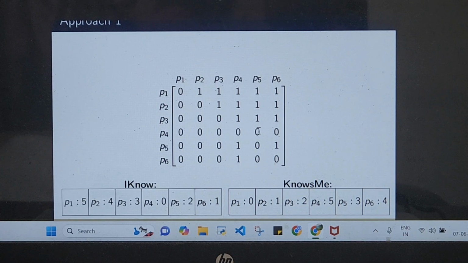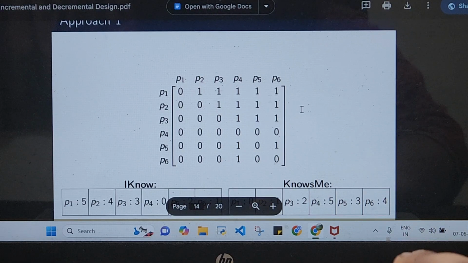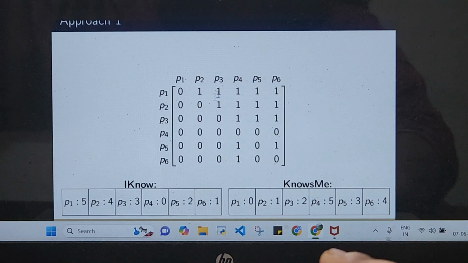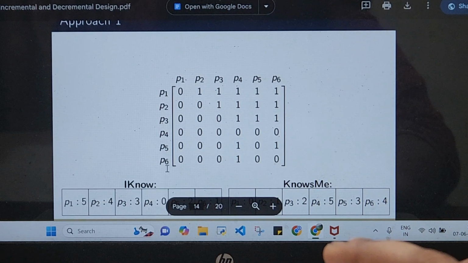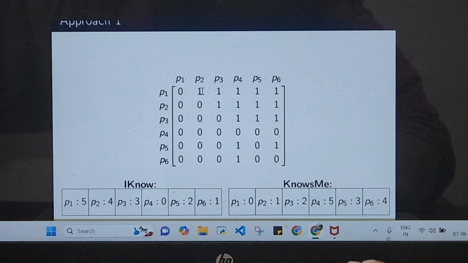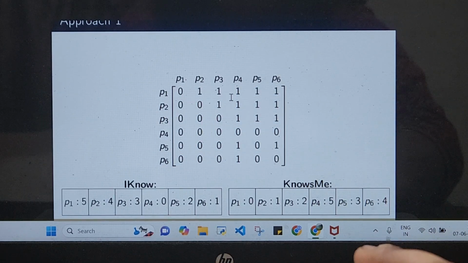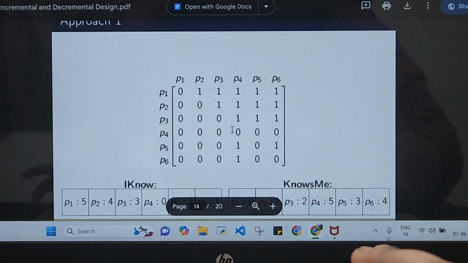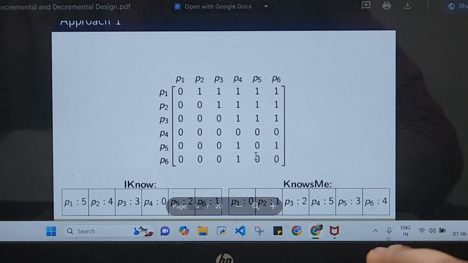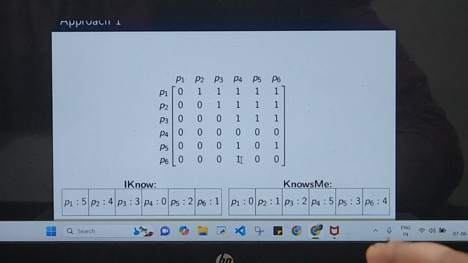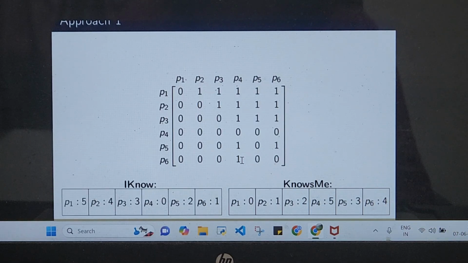So the brute force way of finding out who is a celebrity is, for every individual, you check the row and the column. The row ideally should be full of zeros, and the column should be full of ones for that person to qualify as a celebrity. If you take P4 here, P4 does not know anyone, but everyone knows P4. P1 knows P4, P2 knows P4, P3 knows P4. P4 is a self loop which we will neglect. P5 knows P4, P6 knows P4. So P4 is the celebrity in this room.